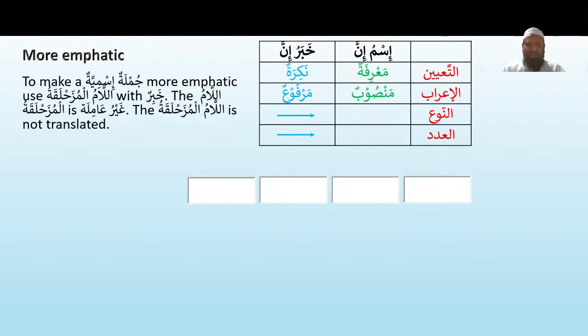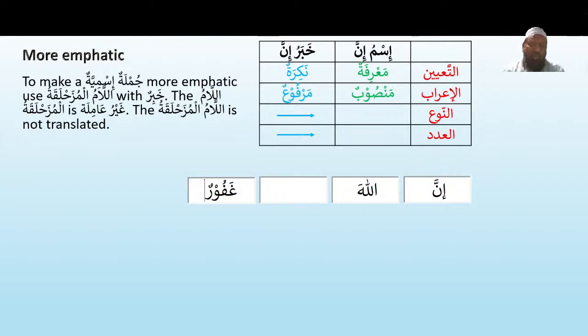Understand? So let's see one example. Inna Allah. Now we need a khabar. Let's add the khabar here, ghafurun. This is our normal jumla ismiya emphatic with inna. Inna Allah ghafurun. Indeed, Allah is all forgiving.